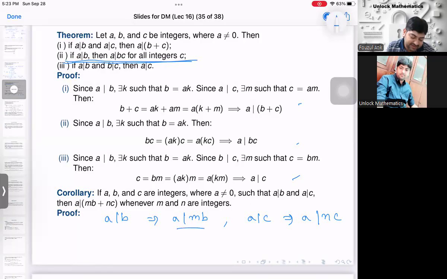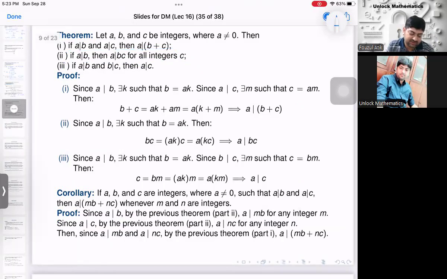And now I have a divides mb, and a divides nc, therefore I definitely have a divides their sum from part 1 of the previous theorem. So I can say that a divides mb plus nc, right? So this is the corollary of the previous theorem. Very easily you can prove it with the help of the previous theorem. So this is the final one. First we apply part 2 and then we apply part 1 of the previous theorem and we have proved it, right? So these are a few results we had related to this.